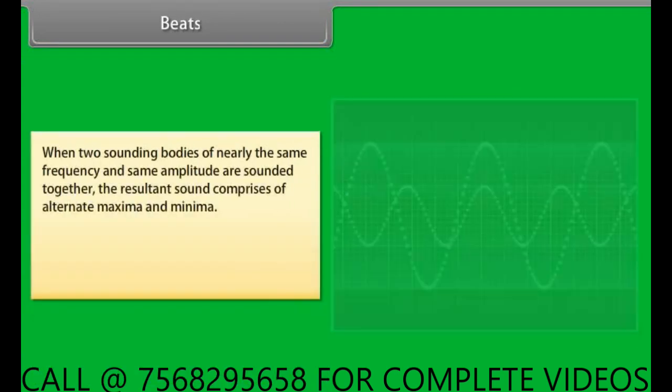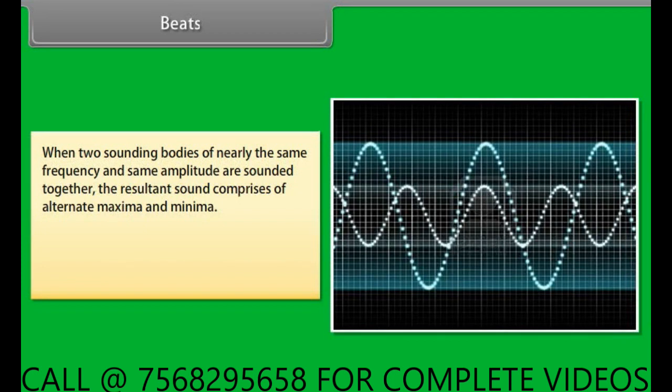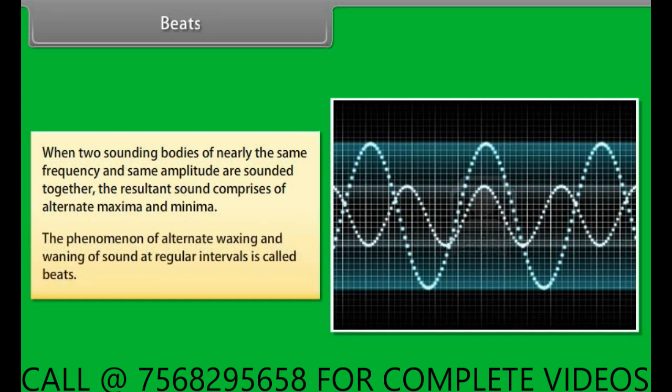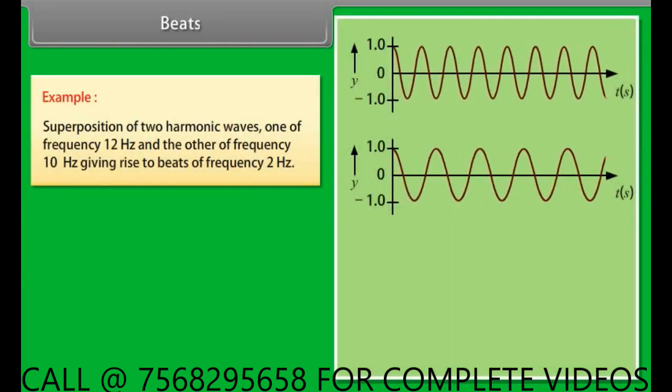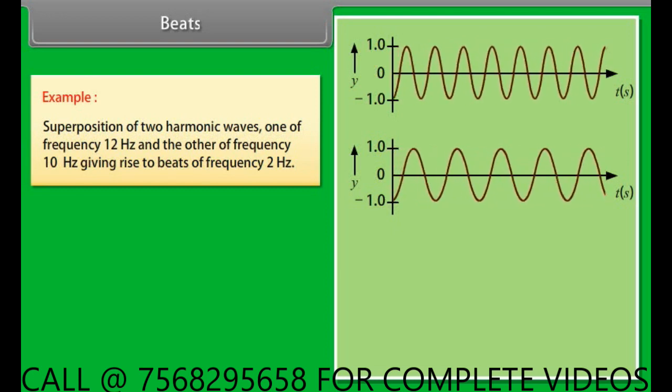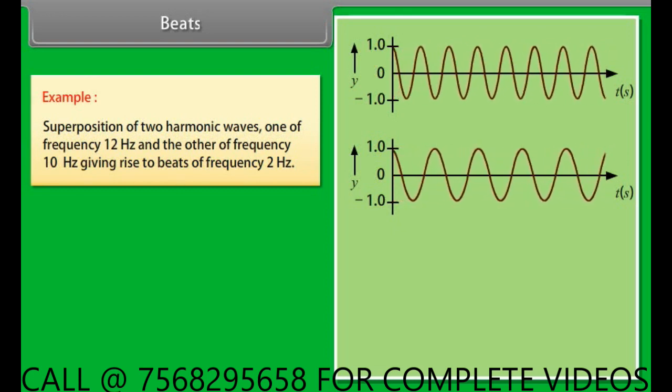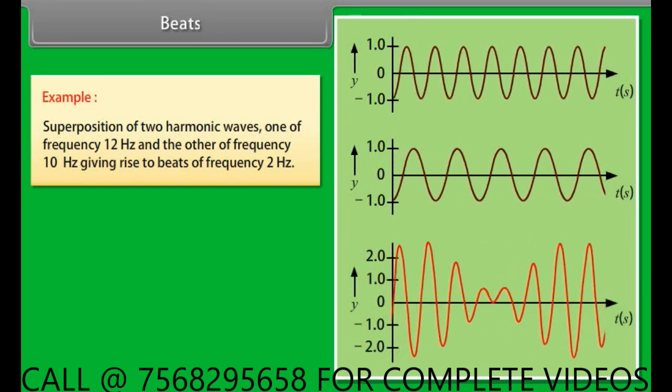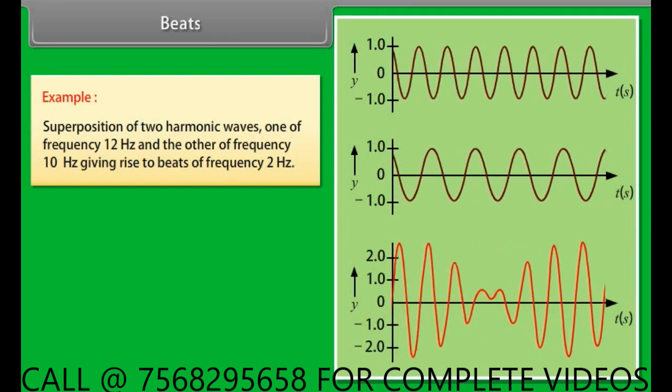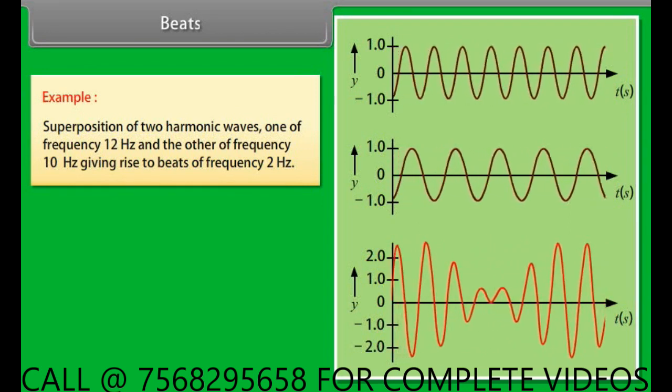Beats. When two sounding bodies of nearly the same frequency and same amplitude are sounded together, the resultant sound comprises alternate maxima and minima. The phenomenon of alternate waxing and waning of sound at regular intervals is called beats. Let's see an example. There are two harmonic waves, one of frequency 12 Hz and the other of frequency 10 Hz. When they superimpose on each other, they give rise to beats of frequency 2 Hz.